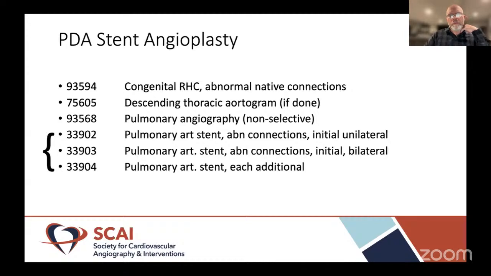Then your pulmonary artery stent codes come into play here. This is not an intracardiac stent, nor a coarctation or aortic stent. This is a pulmonary artery stent. We have newer codes we can use now for these: 33902, 33903, and 33904. Those are all for pulmonary artery stents for abnormal connections: initial unilateral, initial bilateral, and then additional stents in the context of the same procedure. I'll show you some diagrams in a couple of slides that lay this out, with advice on how to think about which of those codes to use for stenting.